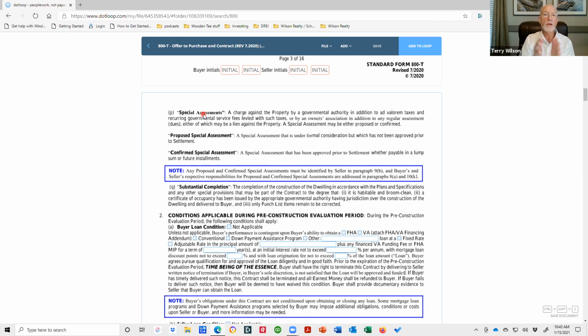But if it is already confirmed that the speed bumps will be installed, or it's already confirmed that the pool will be installed, and the amount of tax or the amount of additional HOA fees that will be paid is determined, even if those fees are not due until after closing, it is the seller's responsibility to pay them. So confirmed, the seller pays, even if it's not due until after closing. But if it's proposed, the buyer pays it. That's true of all our contracts.